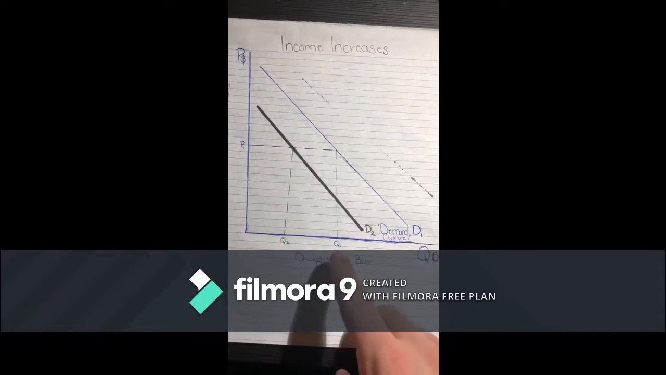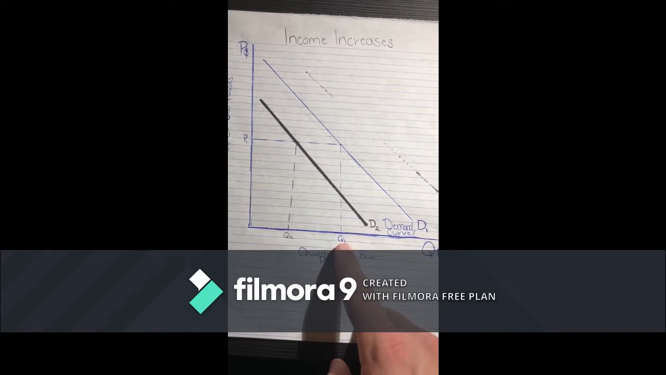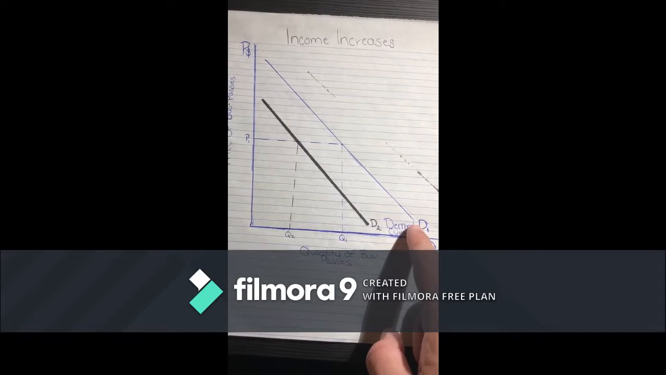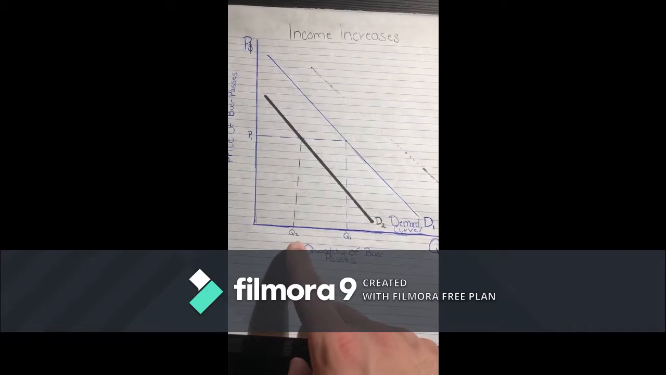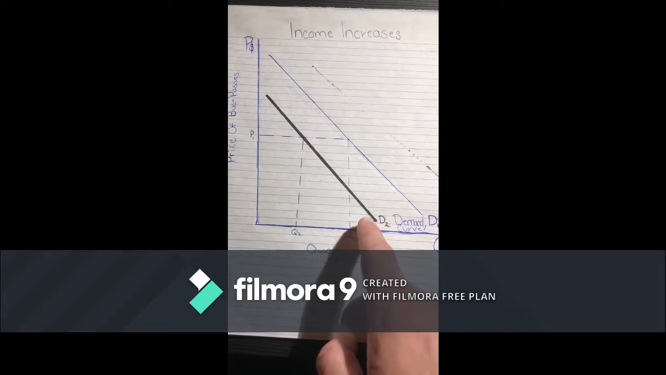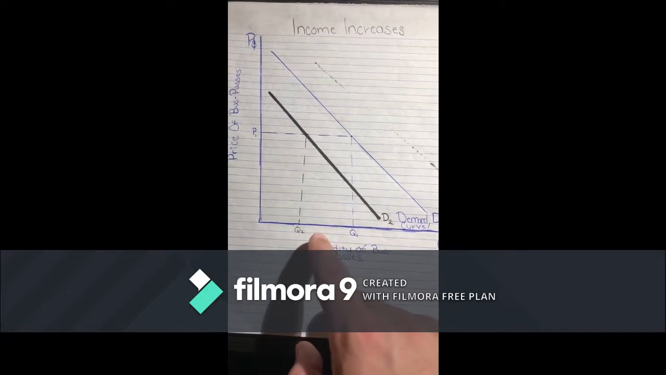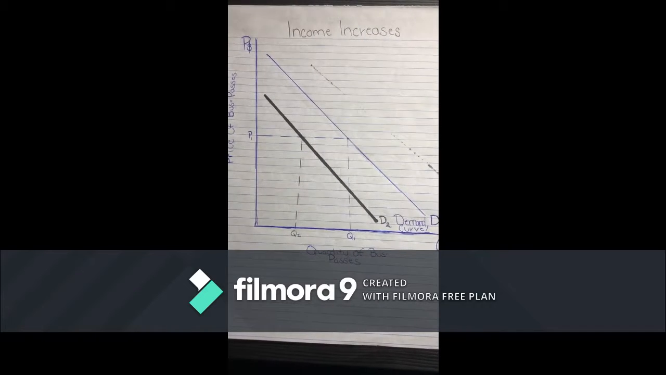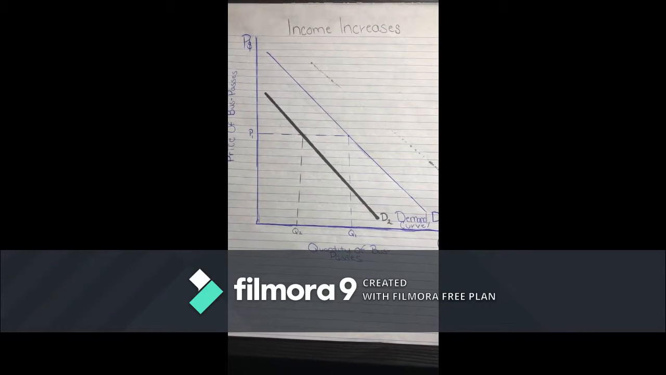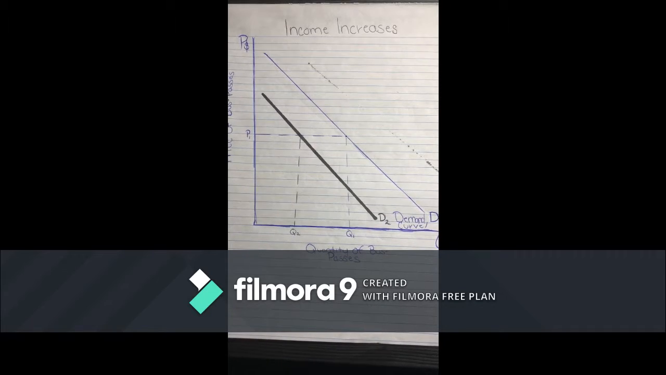This is shown with quantity demanded Q1, which is the quantity demanded of bus passes at the original income, and Q2, which is the quantity demanded of bus passes at the new income. You can see the quantity demanded decreases from Q1 to Q2 due to an increase in income, because as income increases, the demand for an inferior good decreases.